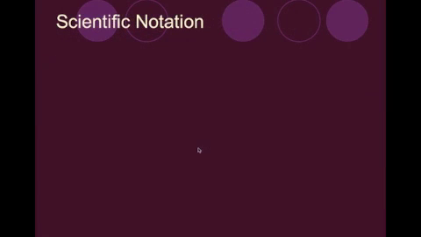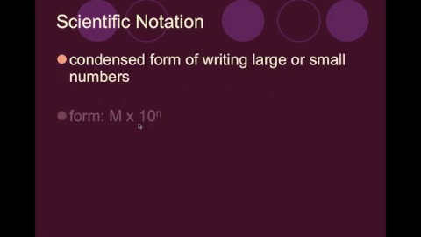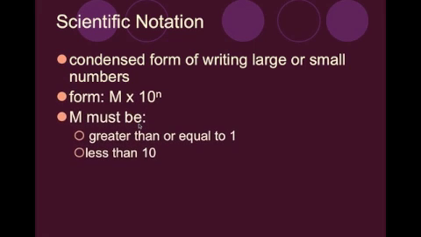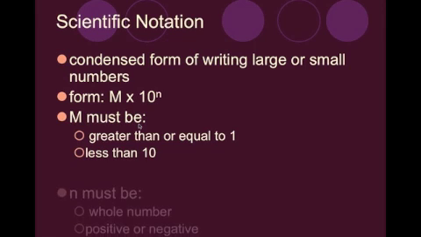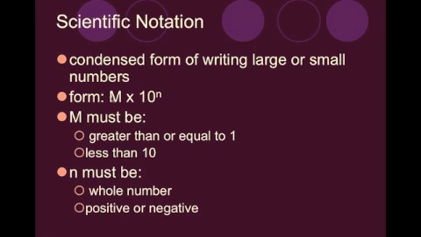Okay, guys, we're going to continue talking about measurements, and we're going to talk a little bit about scientific notation. The reason why we have scientific notation is to take incredibly large numbers or small numbers and condense them down to a workable form. Now, the basic form of scientific notation is this right here: m times 10 raised to the nth.